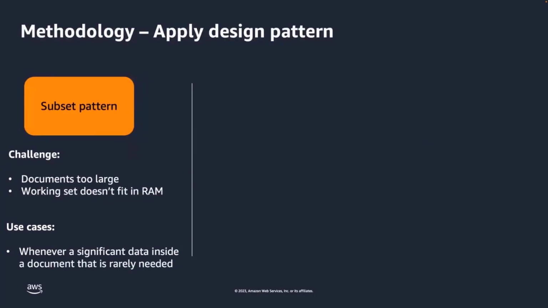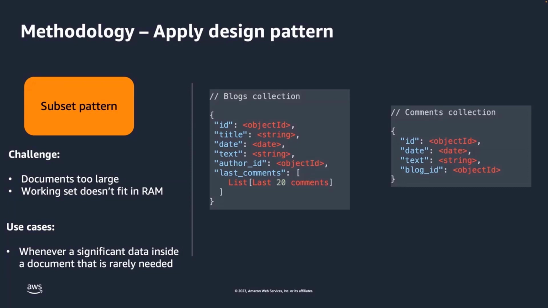The other pattern is called the subset pattern, which solves the problem of having the working set exceed the capacity of RAM due to large documents. If you remember my earlier example for blogs and comments, the solution to the one-to-many unbounded relationship was to move the comments to a separate collection. But to optimize the number of queries or joins needed to fetch the documents, you could have a last comments array in the blogs documents, because typically users are most interested in the last comments.